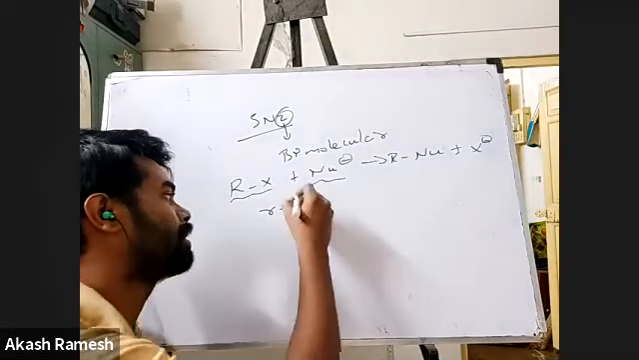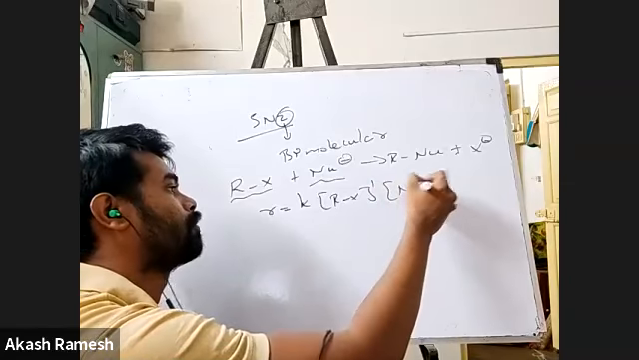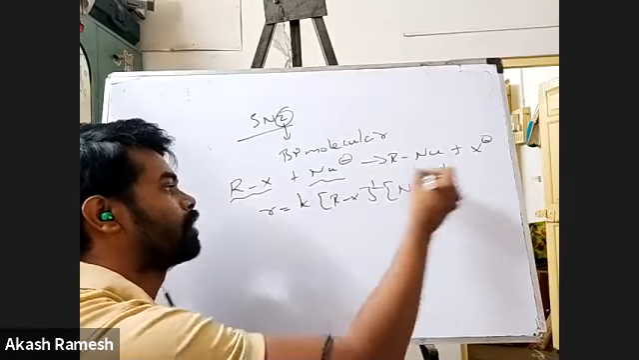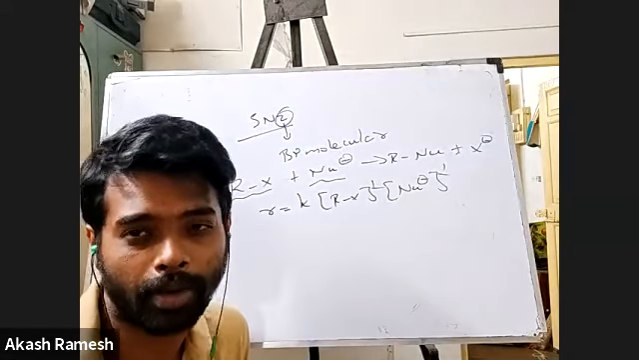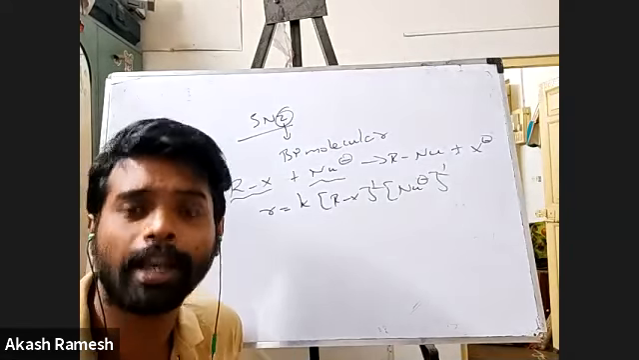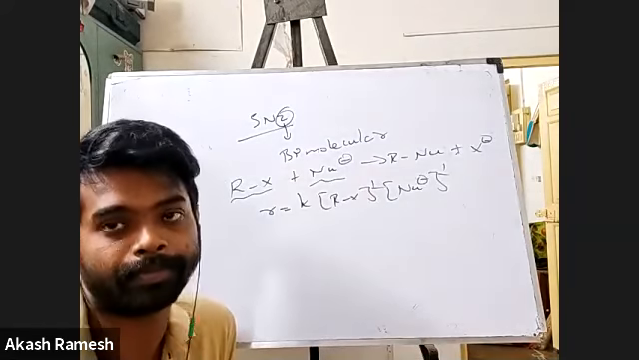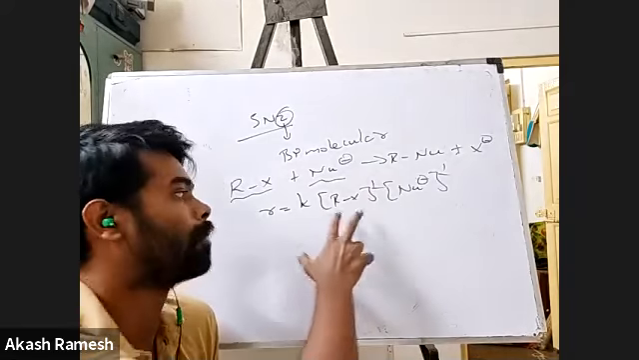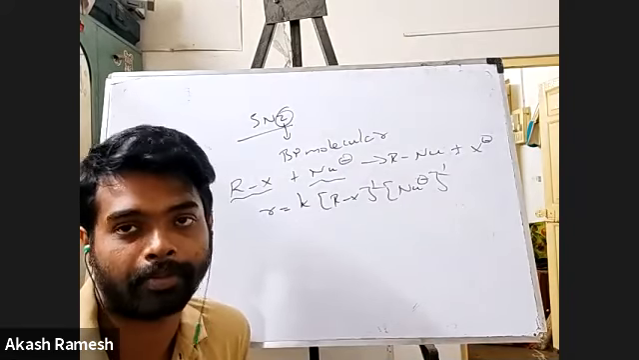Anyway, how do you write it? It will be k into [RX]^1 into [nucleophile]^1. That is why 1 plus 1 becomes 2, and that's why it is called bimolecular. What do you mean by this? The rate of an SN2 reaction is dependent on both the substrate as well as the nucleophile. That's what you need to understand here.